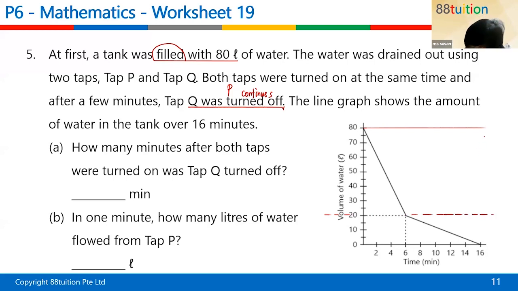All right. So for this portion to this portion, you have tap P plus tap Q together, draining out. Both taps are draining out. Okay, so that means to say from 80 to 20, 60 liters are drained out.